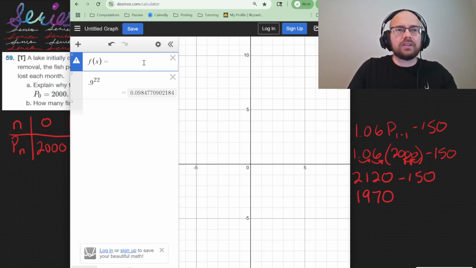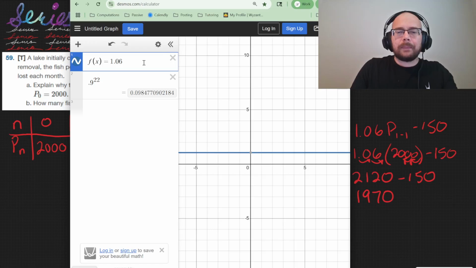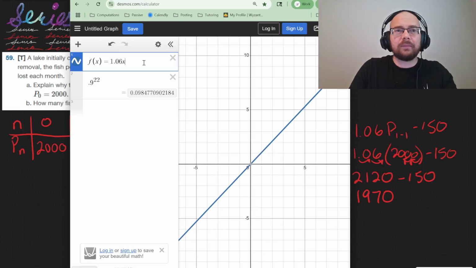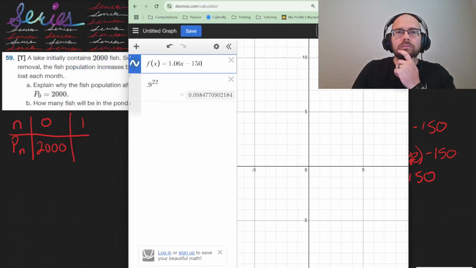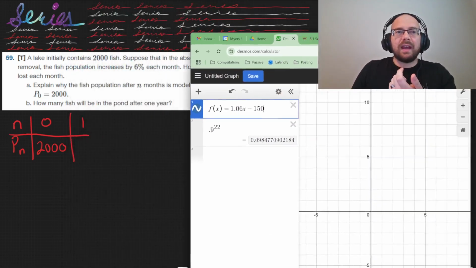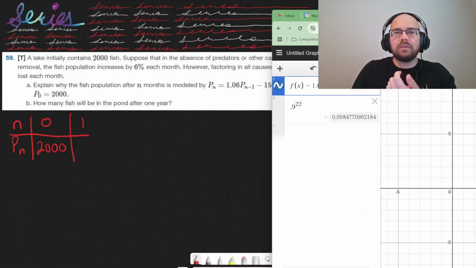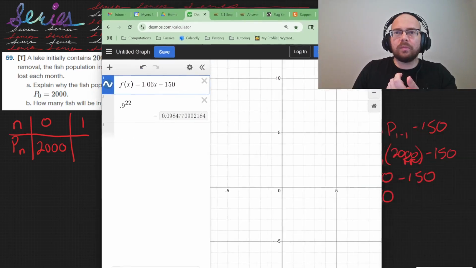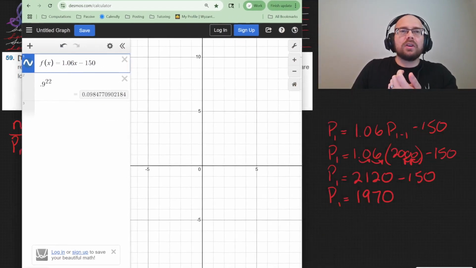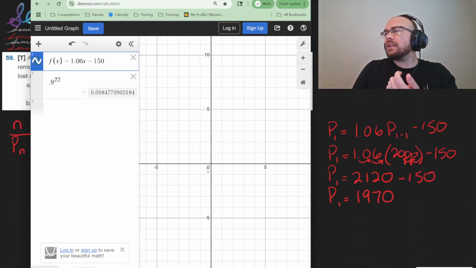So it's 1.06 times p sub n minus 1. So I'm just going to write x. And then it was minus 150, right? So if I graph that as a function, making sure I got this right, 1.06, 150, yeah. If I graph this as a function, it actually would just graph like a line.